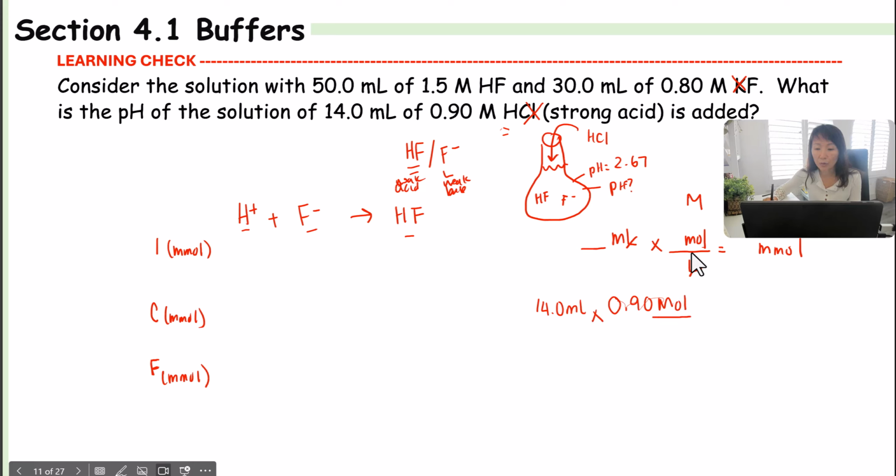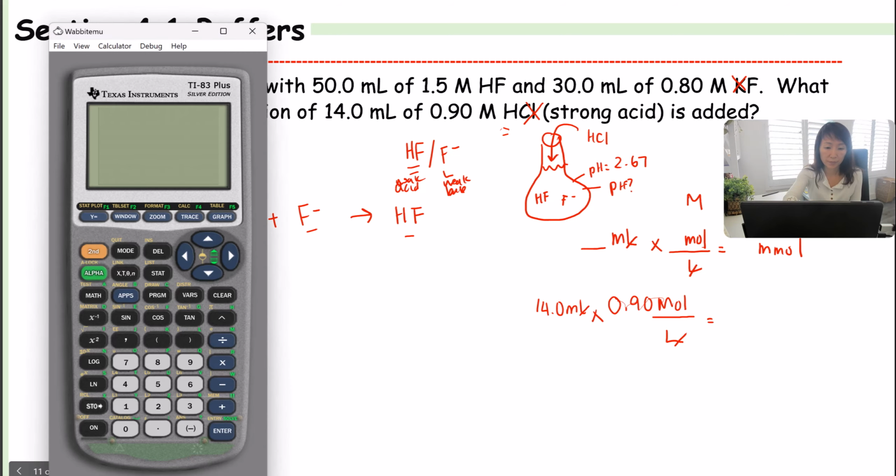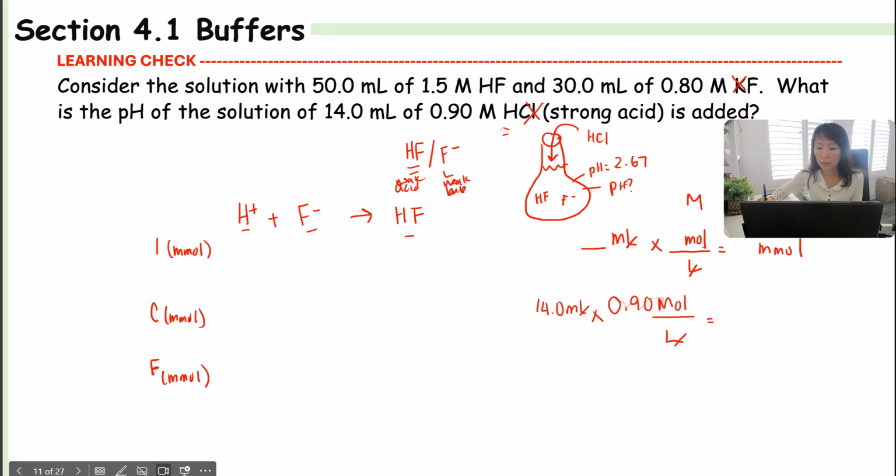So moles over liter, and you're going to cancel out just the liters, and multiply the 14 times 0.9. That would give me 12.6. So this is my 12.6 millimoles of H plus. So I'm talking about H plus here. So I can plug this in here, 12.6.